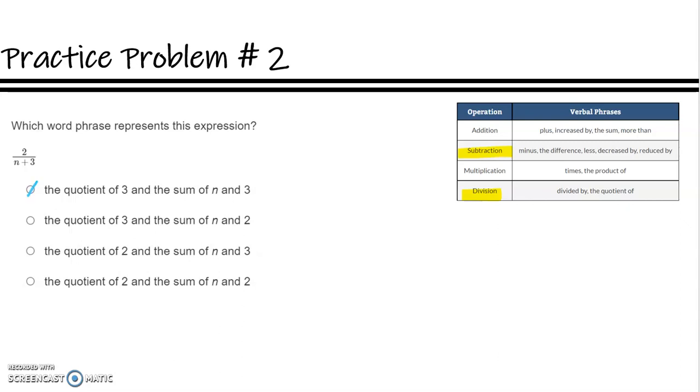So I can mark these 2 out because this would mean that 3 needed to be on top. So the quotient of 2 and the sum: quotient is correct, sum is correct because I am adding underneath. And am I adding n and 3 or am I adding n and 2? You can see right here I'm adding n and 3. So our correct answer is going to be C.